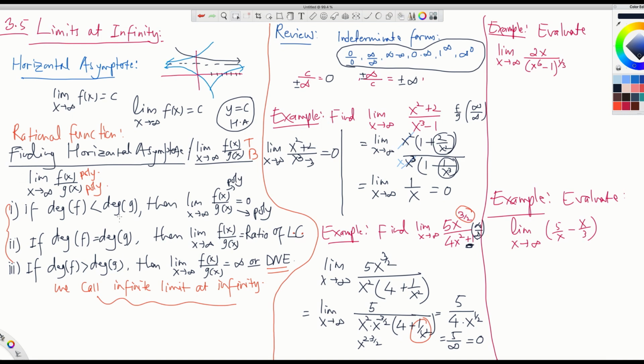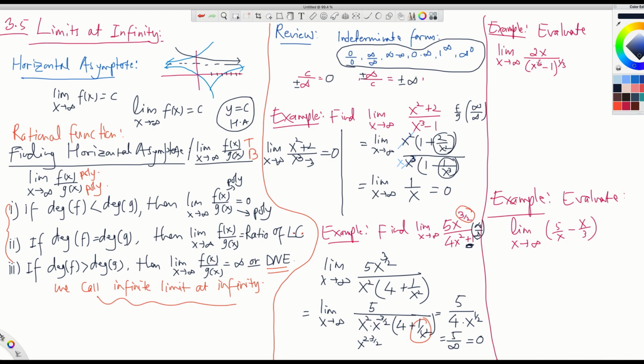Okay, but you cannot use these three rules if the top has a fractional exponent or a root, or the bottom has a fractional exponent or negative exponent or a root. Okay, both f(x) and g(x) must be polynomials to use these rules. Okay, next let's do this problem.